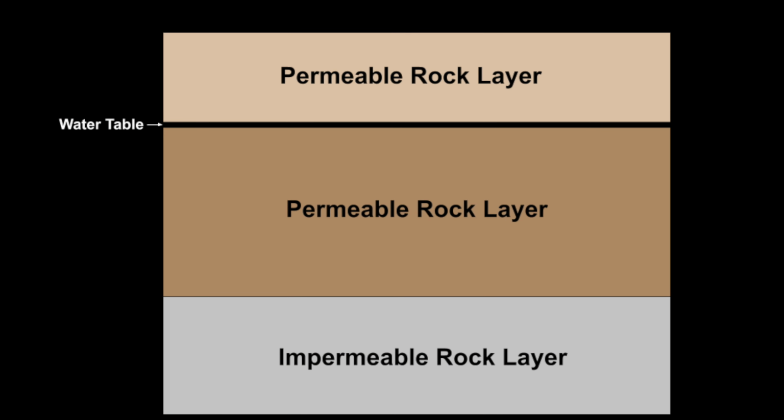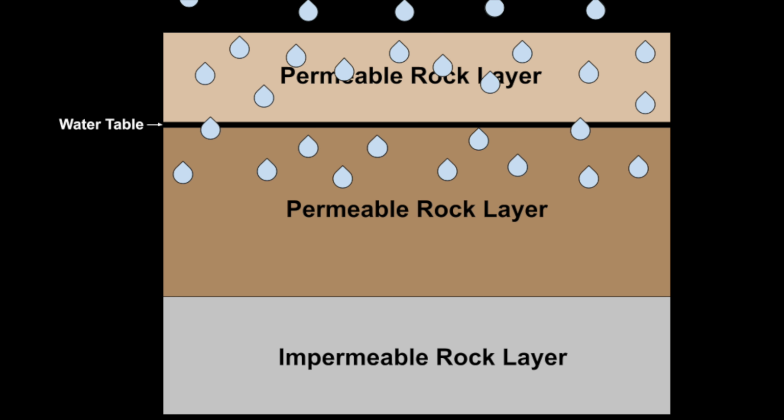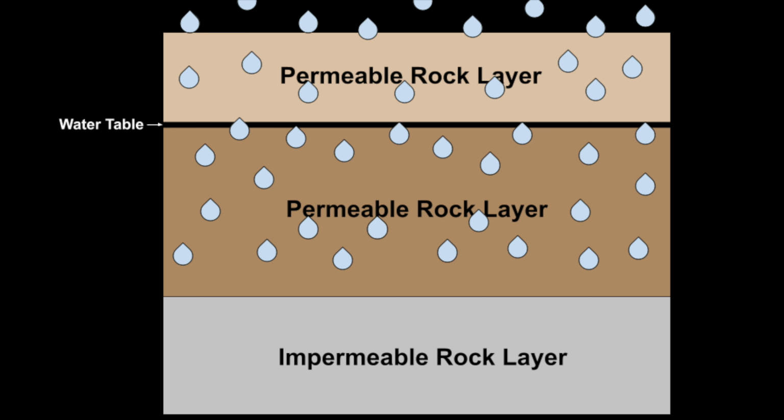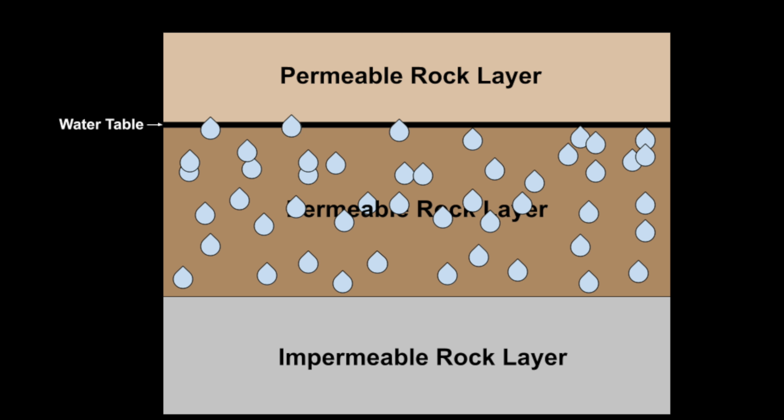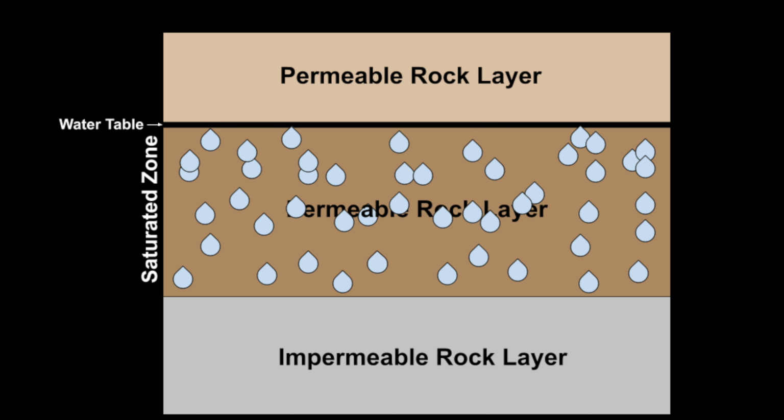As water flows downward, eventually it flows through the water table. The water table is a boundary underground. Below the water table is where water saturates the cracks between the pieces of sediment. This is called the saturated zone. Above the water table is the unsaturated zone, where air is found between the pieces of sediment as well.